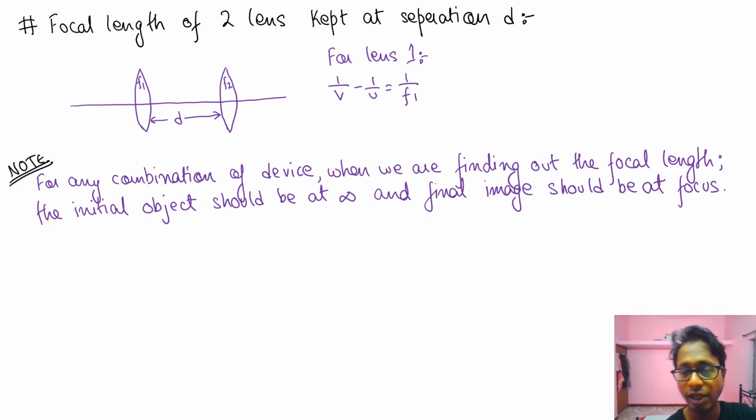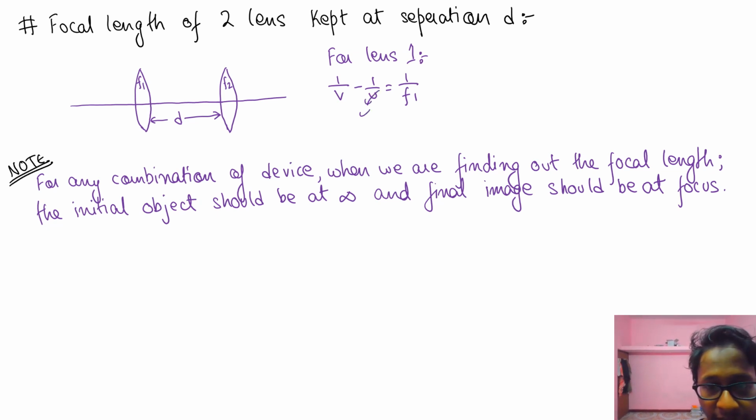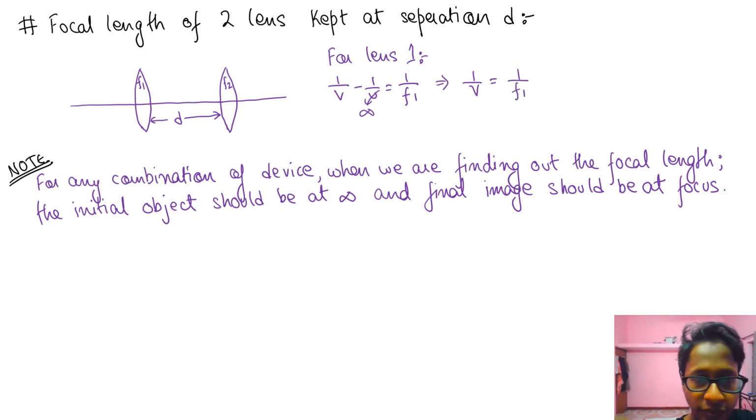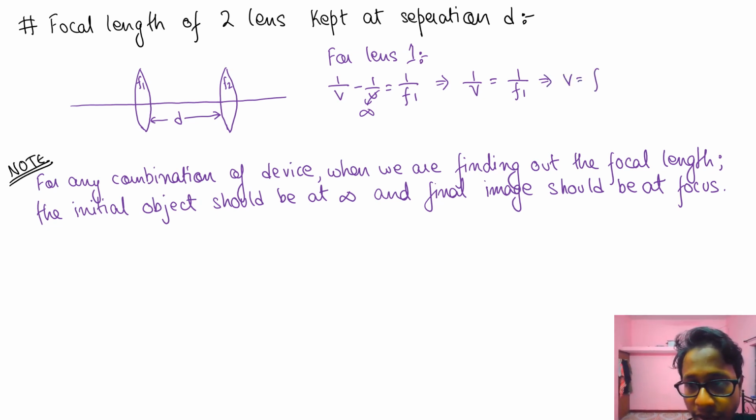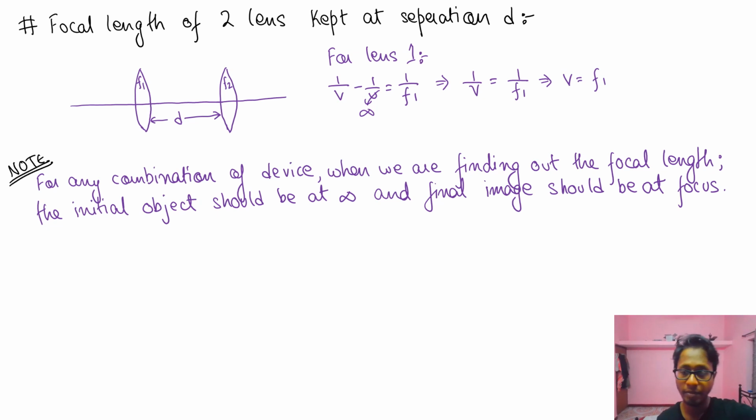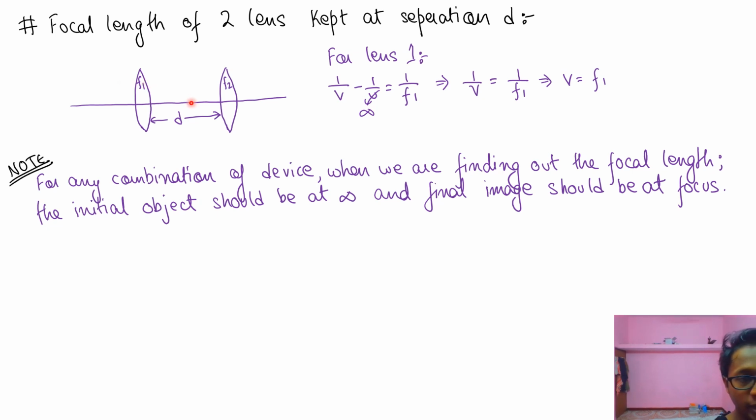Okay, the initial object should be at infinity and the final image should be at focus. So what is this initial object at infinity? Can I simply say 1 by v is equal to 1 by f1? So the image, or v, is equal to f1. Okay, but here the image from the first lens will be formed at f1.